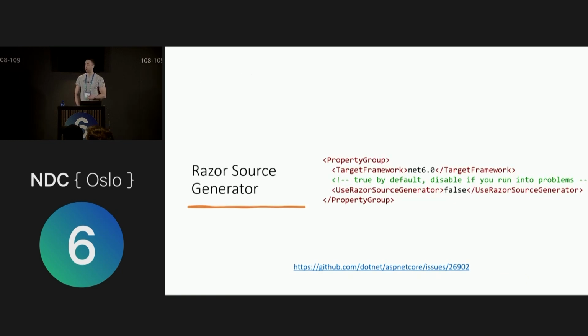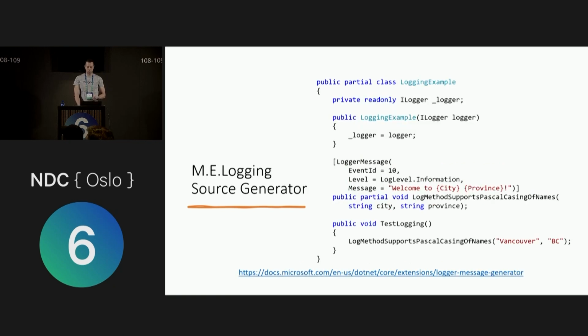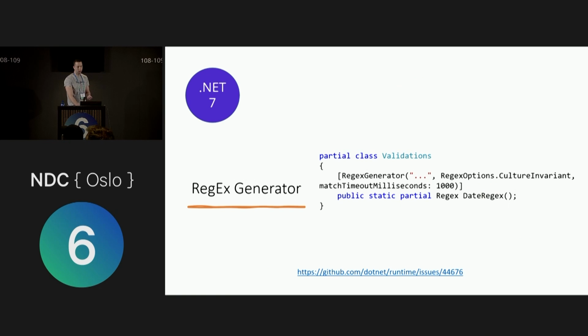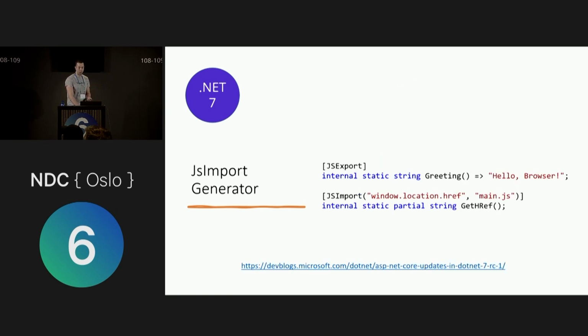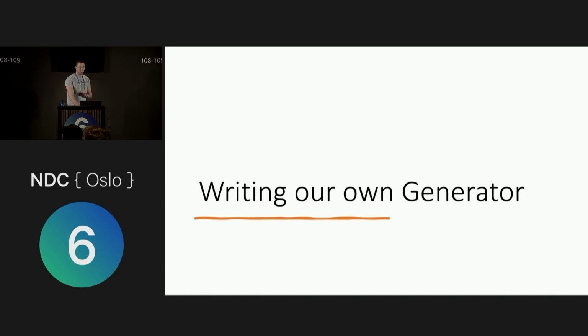If you run into troubles with the Razor source generator, you can still turn it off. I did not have to do that except for one instance, and that was fixed in a recent .NET upgrade. You have the logging generator. You have the regex generator in .NET 7, library import, and JS import. But the fun part is when you write your own.